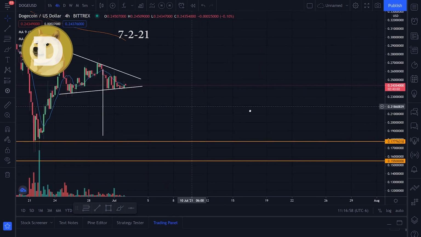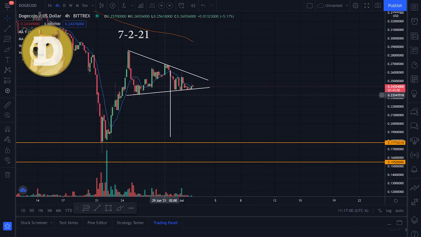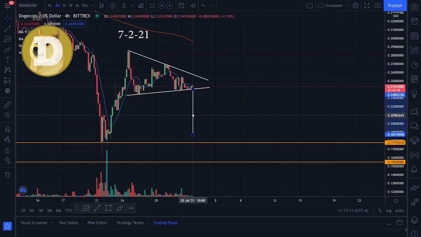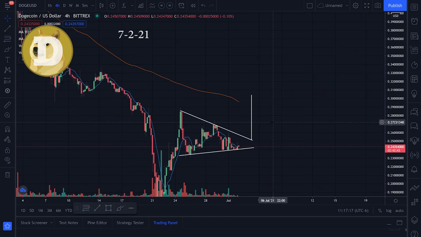So yeah, I mean, it's either that flag pattern or some sort of triangle, and I would do a triangle just to start off with to be more conservative. We can drag from the top to the bottom of that triangle, drag that to the breakout. Maybe the breakout will be somewhere right here. Let's say we go to the upside for right now. Maybe we're looking at a target of around 0.305.